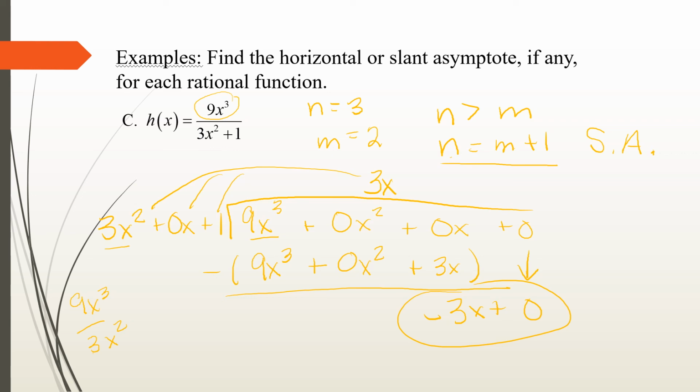So this part of the quotient without the remainder is going to be our slant asymptote, and we write that as y equals 3x, because this is our slant asymptote. It's a line, that's why it needs to be an equation.